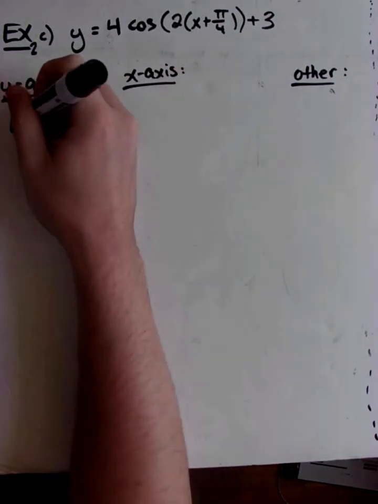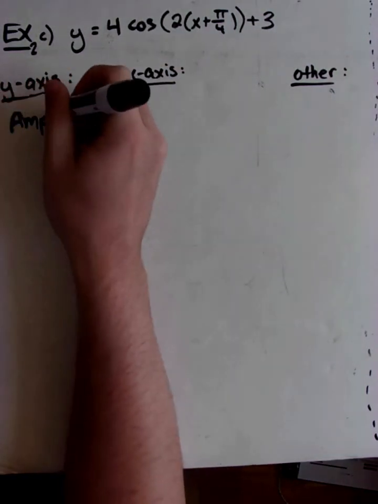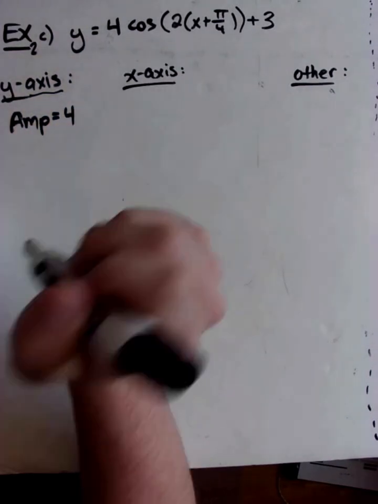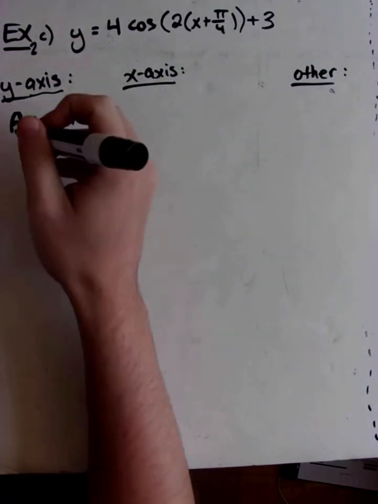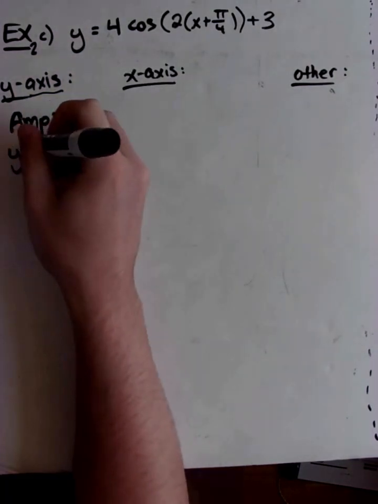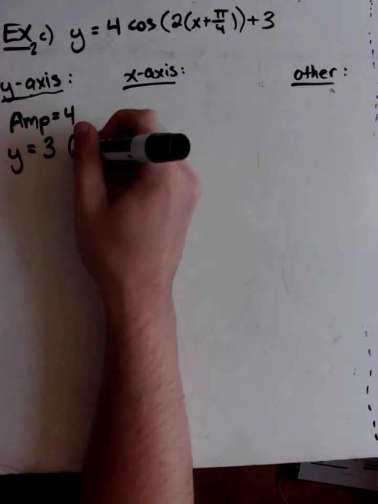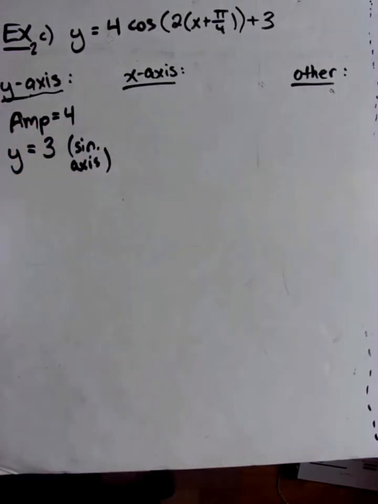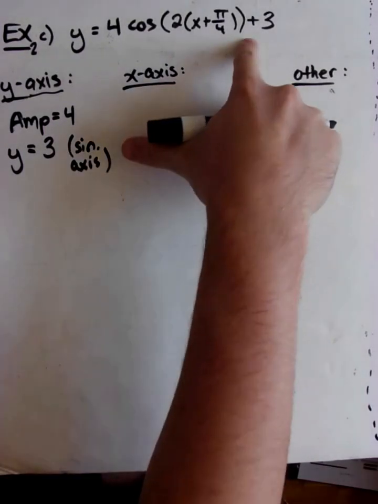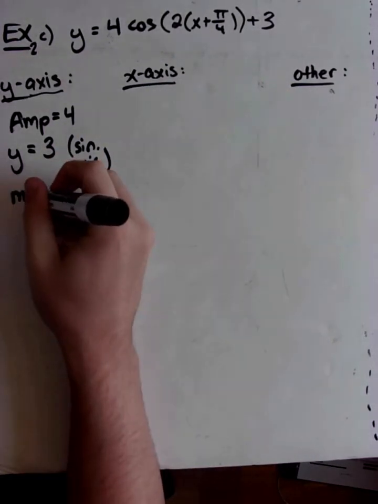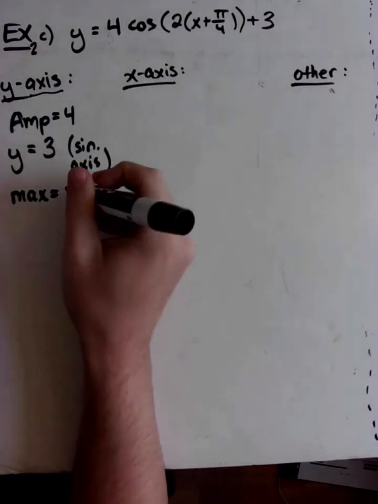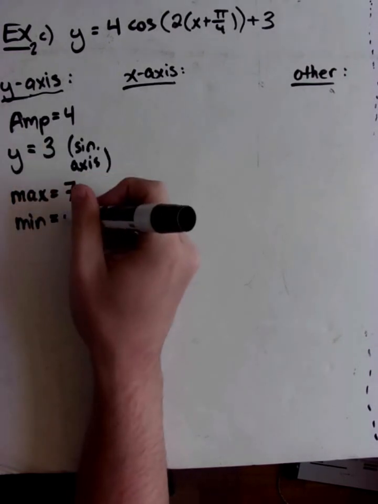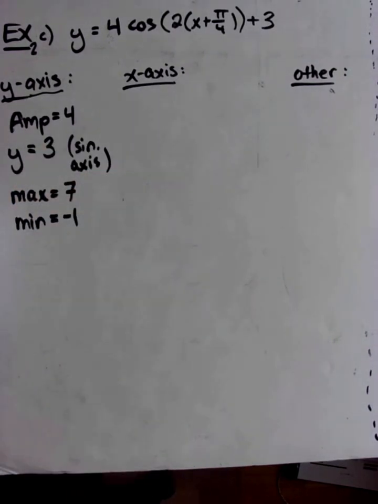We're going to start with the y-axis, which has an amplitude of positive 4. It's always positive. If this was negative 4, I would still put positive 4 there. The sinusoidal axis is equal to 3. Okay, the sinusoidal axis is y equals 3 because it's always the k value. That means that my maximum value is 3 plus 4, which is 7, and my minimum value is 3 minus 4, which is equal to negative 1.